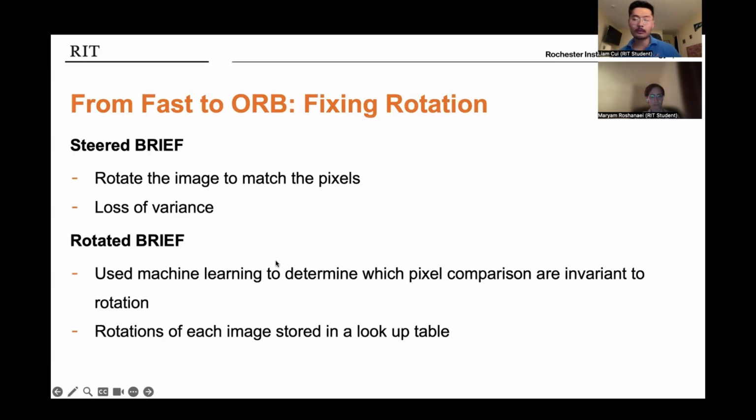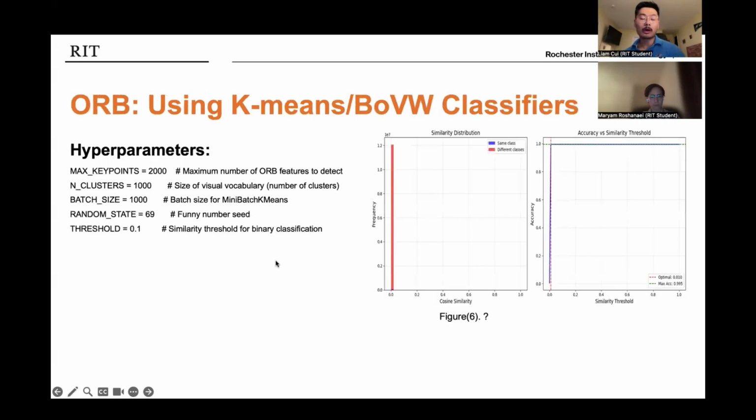And so the combination of all these created a corner detector that was robust against rotation, scale, and brightness, and that was also fast enough for real-time applications. And this was ORB. So for our model, we used ORB, and we used the classic k-means and bag of visual words combination for classification.